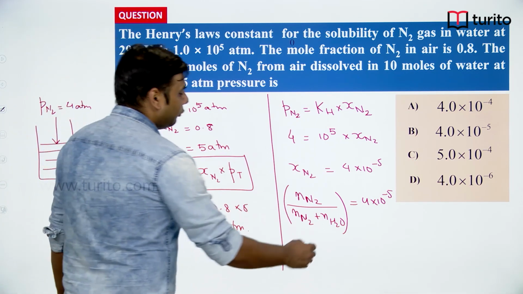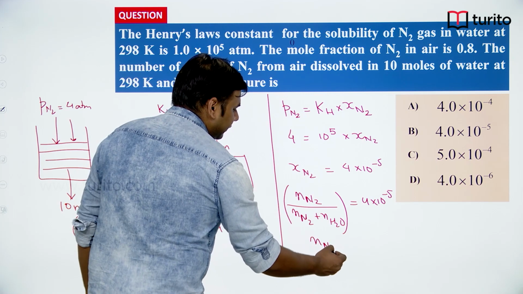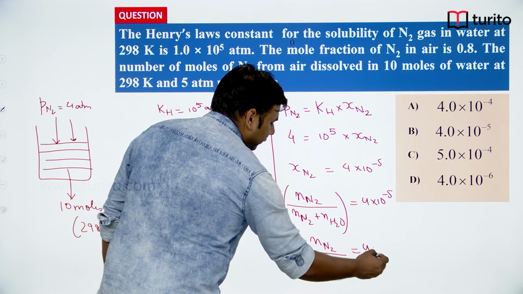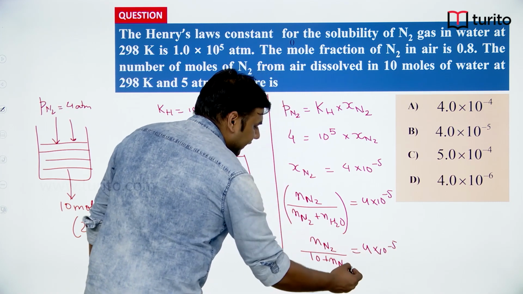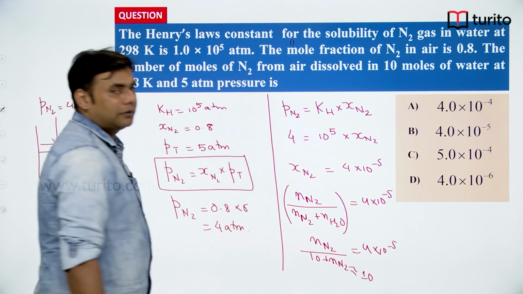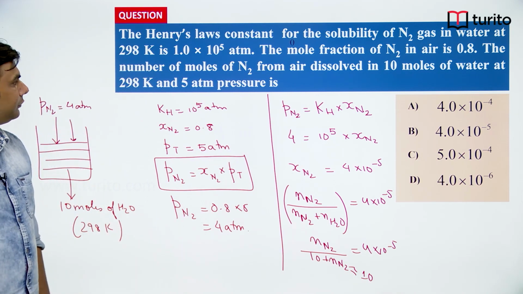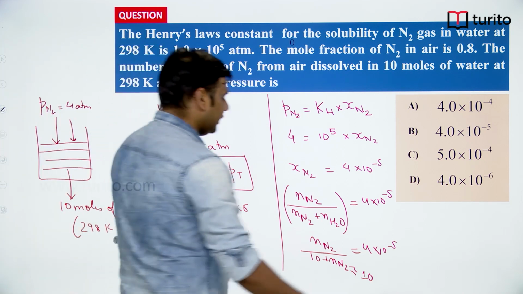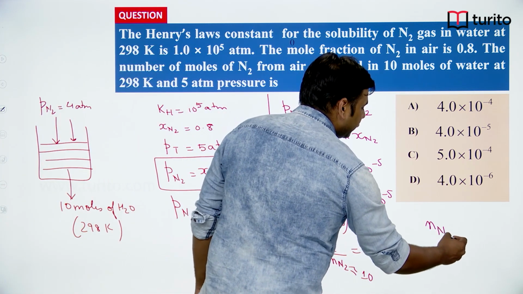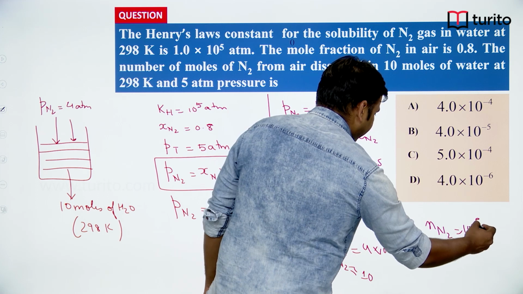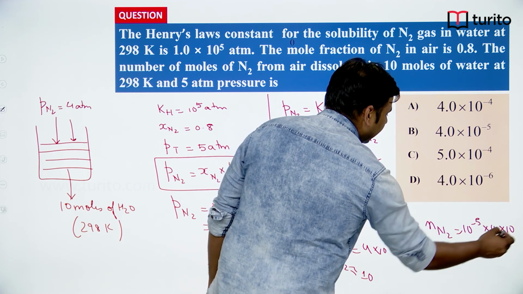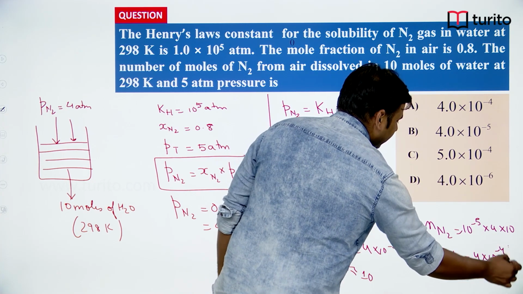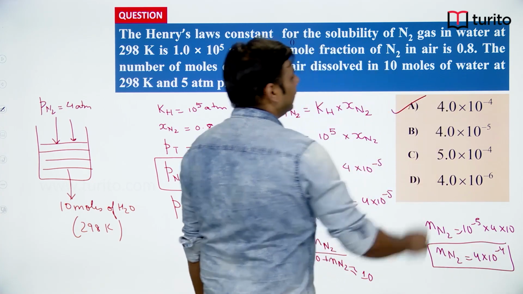So we know that the number of moles of water was 10. The number of moles of N2 we have to calculate. So I can approximately say that the denominator will be equal to 10, because the amount of N2 dissolved in water is very less since the value of KH is very high. So the number of moles of N2 dissolved would be 10 raised to minus 5 into 4 into 10, which is 4 into 10 raised to minus 4. Okay, so this is the right answer.